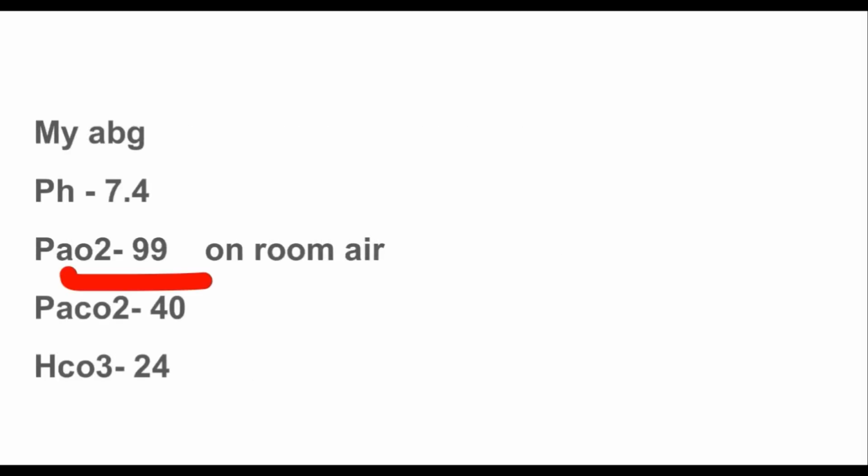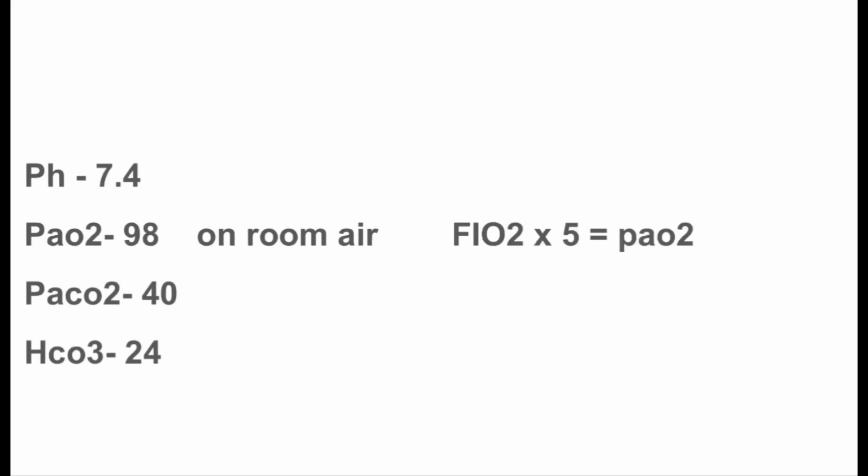It shows a PaO2 of 99. So how did I get this PaO2 of 99? The expected PaO2 can be approximated by multiplying FiO2, that is the fraction of inspired oxygen, which is what I breathe in, into 5. So FiO2 into 5 is PaO2.